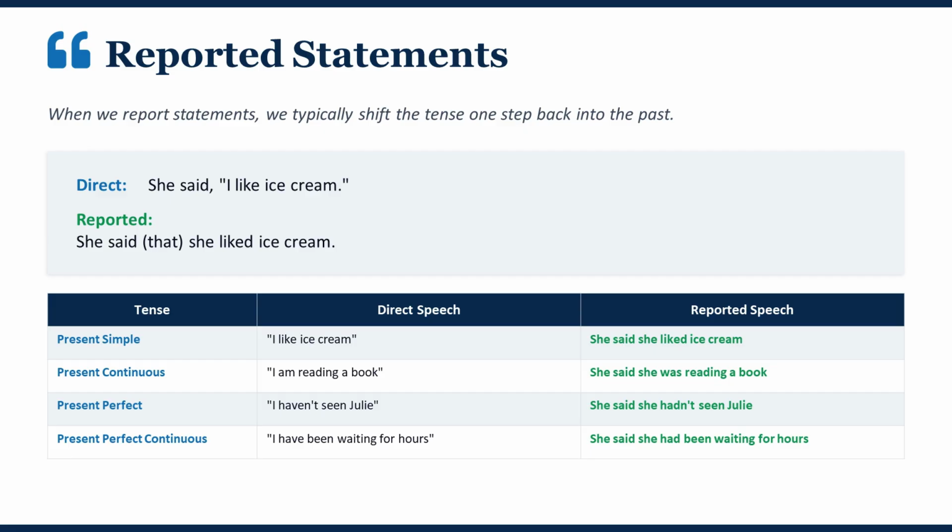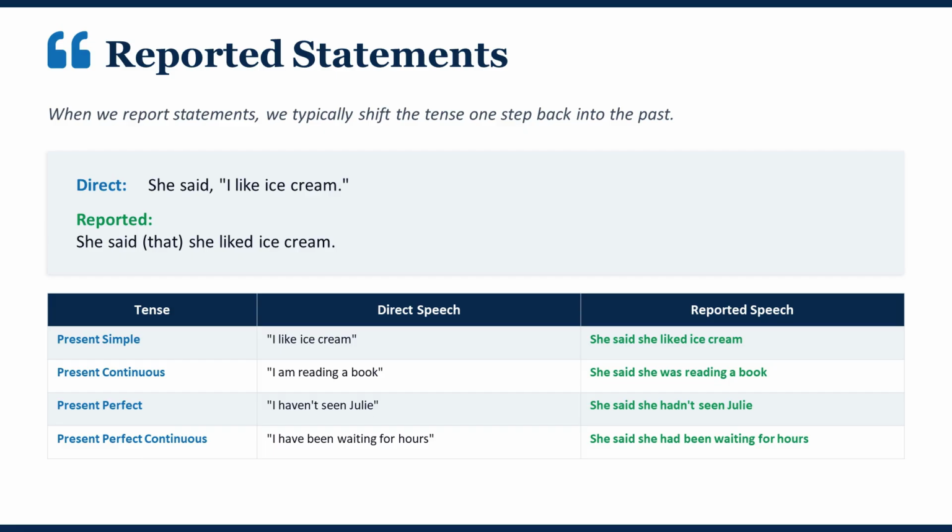The golden rule is, when we report what someone said, we shift the tense one step back into the past. Here is our basic example. Direct speech: she said, "I like ice cream." In reported speech, this becomes, she said that she liked ice cream. Notice how "like" changes to "liked." That is the tense shifting back. Let us look at the present tenses first.